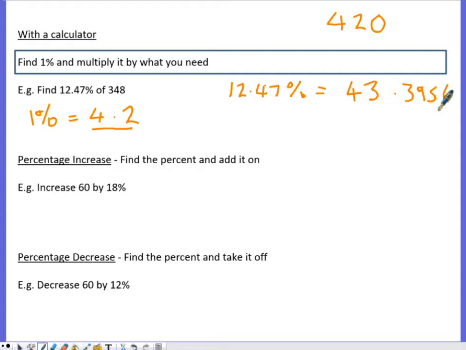Percentage increase, all we need to do is work out the percentage first and then add it on. So if you want to work out 18% of 60, well, 1%, I'm going to divide it by 100 and I get 0.6. That's 1% of 60. So 18% is 18 lots of this. So 18 times 0.6 is 10.8. Because I'm increasing, I'm going to add on the 10.8 to 60 and I get 70.8.